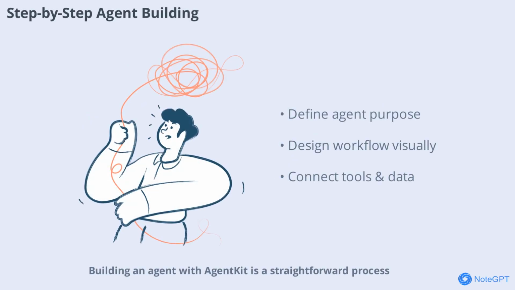Building an agent with AgentKit is a straightforward process. You start by defining your agent's purpose, then use the drag-and-drop builder to design its workflow. Next, you connect it to the necessary tools and data sources, test its performance with evals, and fine-tune its behavior as needed. In just a few steps, you'll have a fully functional AI agent ready to go.